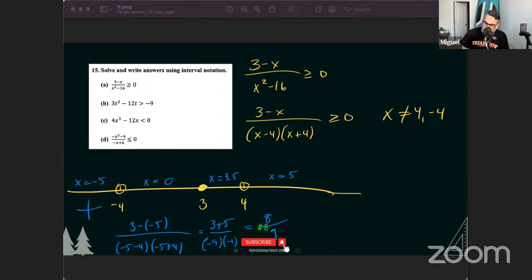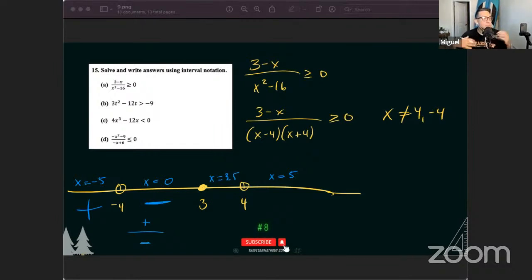So let's plug in 0. When you plug in 0, it looks like you're going to get a negative. The reason being is because if you plug in 0 to the top, 3 minus 0 is positive. And if you plug in 0 to the bottom, you get -16, so that's a negative. A positive number divided by a negative number is a negative, so we know that the interval between -4 and 4 is going to be negative. Geez, how about 3.5 though? When you plug in 3.5 to the top, it's going to be a negative value.